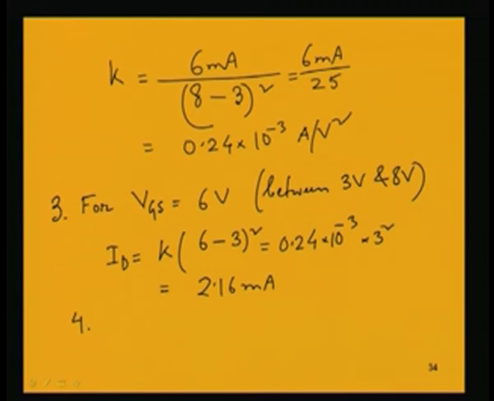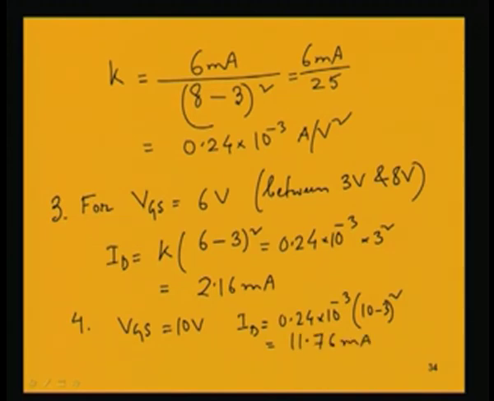Another point, let us take for a higher value of ID. Let us take VGS equal to 10 volt. For VGS equal to 10 volt, ID will be equal to K, 0.24 into 10 to the power minus 3, into (10 minus 3) square. If you calculate this value, you will get 11.76 milliampere. So, now we can comfortably draw the transfer characteristic, because we know 4 points.